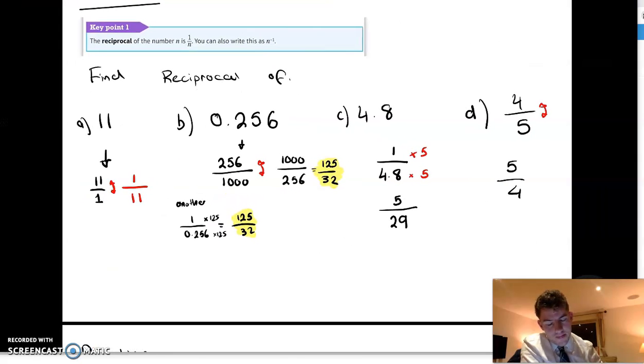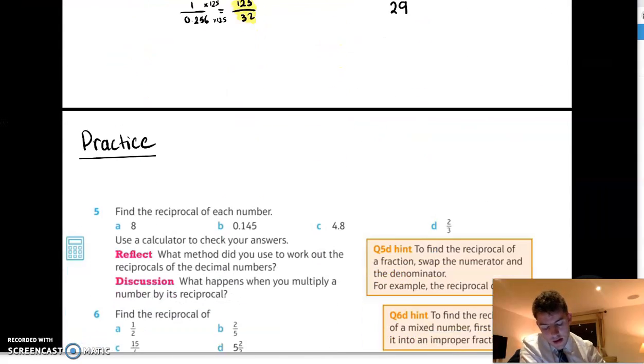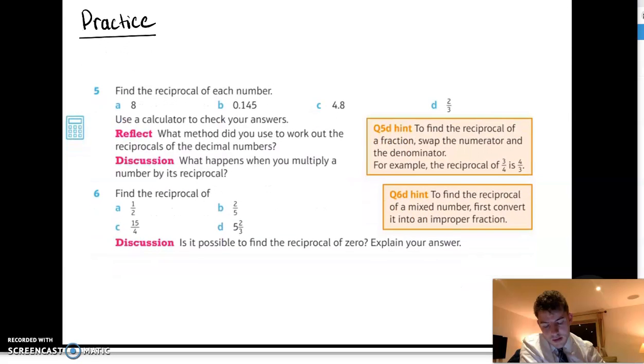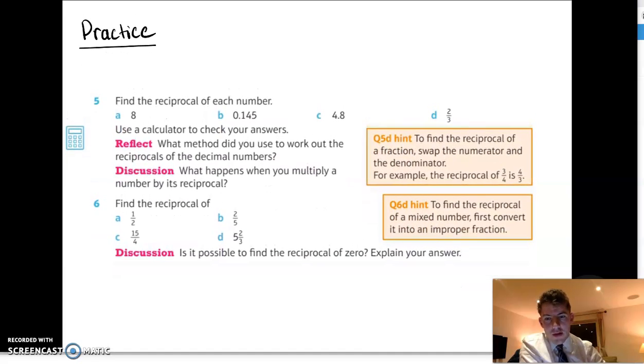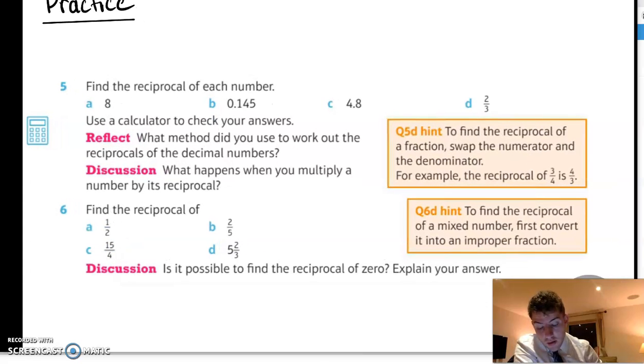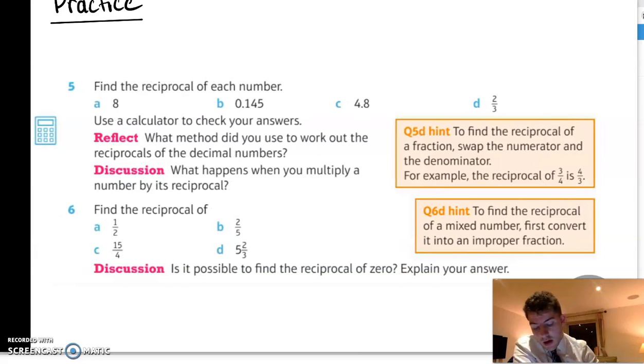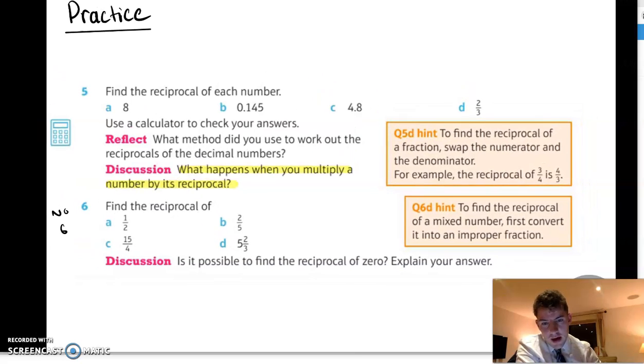Okay. So pause the video here, find the reciprocal of these numbers. Again, you want to be using a calculator for question 5. For question 6 you don't need a calculator. And then, what happens when you multiply a number by its reciprocal? Have a think when you're doing this. Okay, pause the video here, have a go.